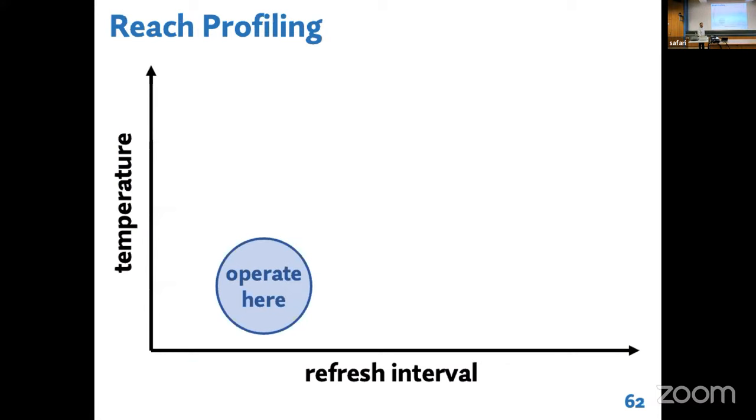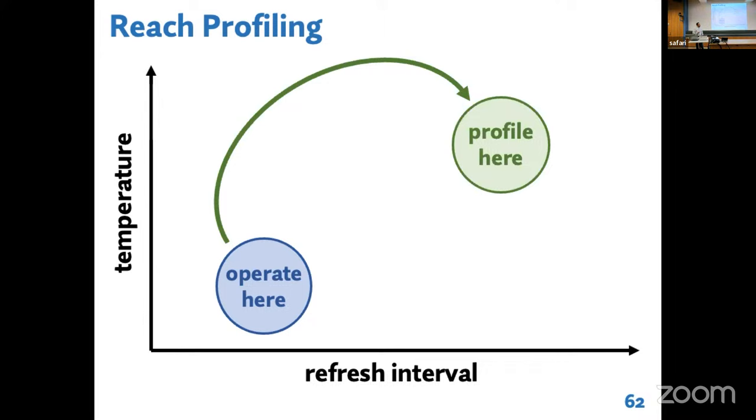On the x-axis, you have the refresh interval. As you go to the right, you refresh less frequently, right? You have a larger time window in between two consecutive refreshes. And on the y-axis, you have temperature. It's, I guess, obvious that as you go higher, temperature increases. So we want to operate here because it's a reliable point, right? But at the point where we operate, we do not observe many bit flips. And to understand the chip behavior, it makes more sense to profile it when the refresh interval is larger, you refresh less frequently, and the temperature is higher.